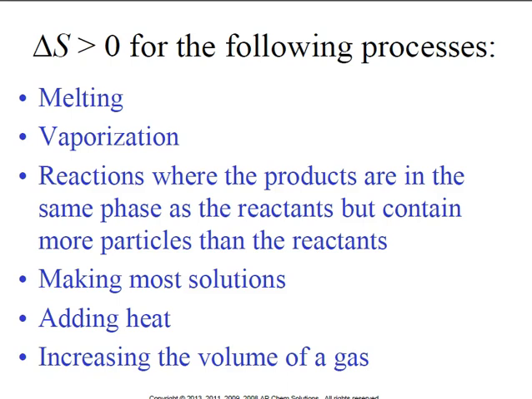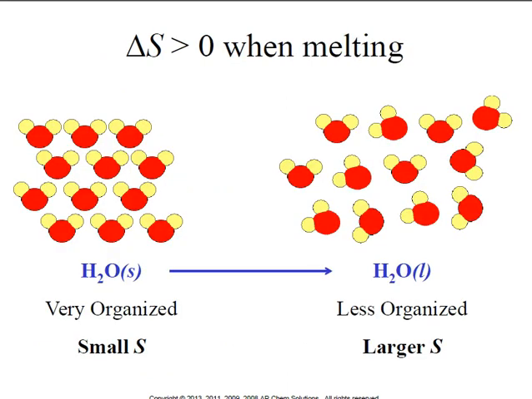Most of the time when we make a solution, we're mixing two things together. That's going to increase the randomness. We'll see one exception to that. When we add heat, it's going to make particles move faster. That's going to create more randomness, a positive delta S there. And if we increase the volume of a gas, we give it more space to spread out, move around, there's more places that it can move to, more randomness, positive delta S.